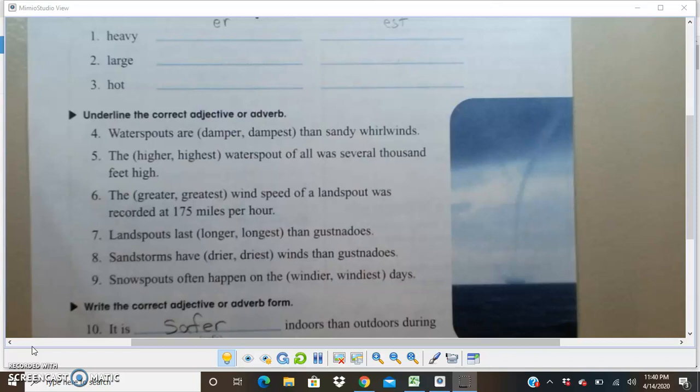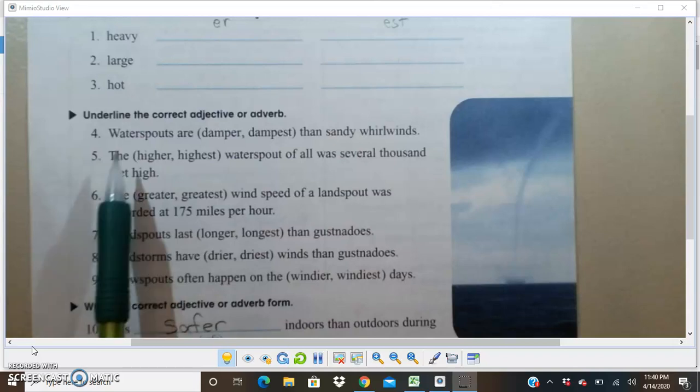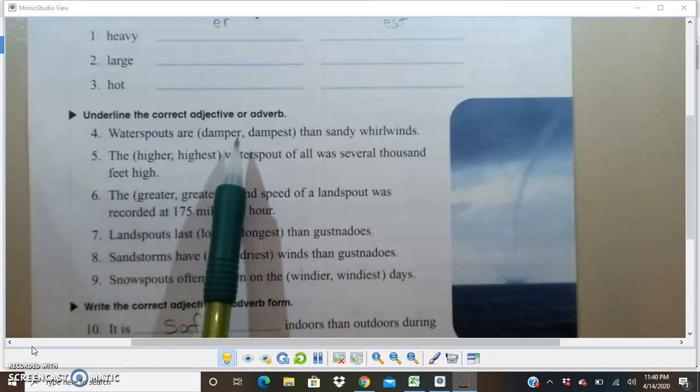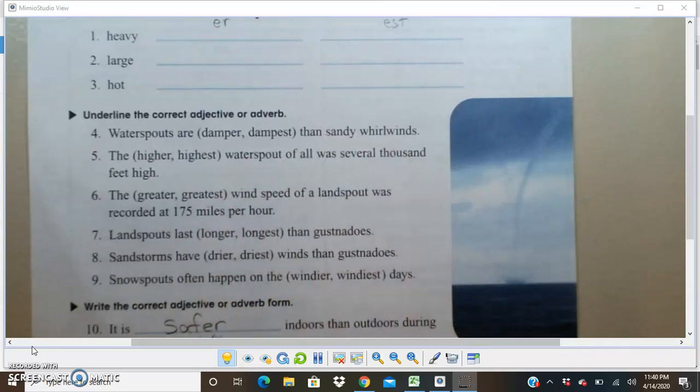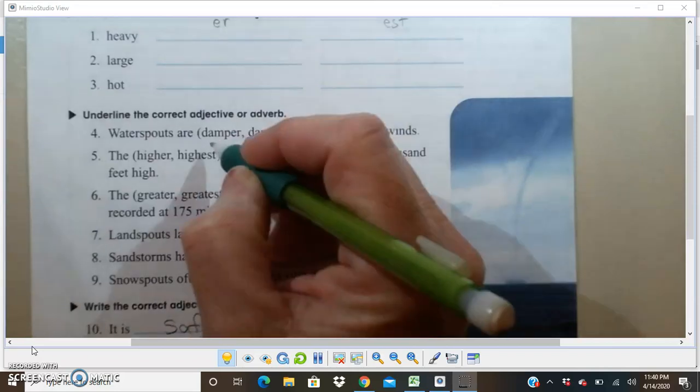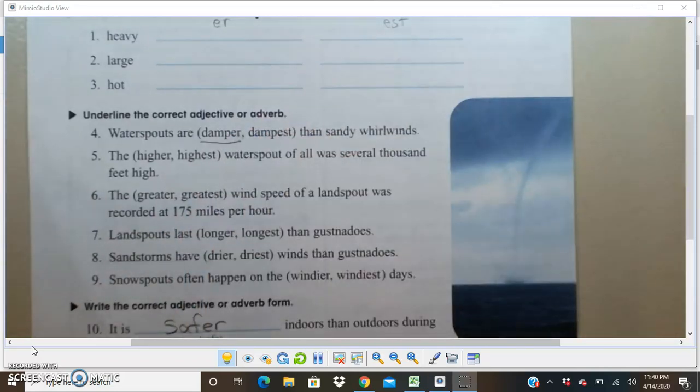Let's look for another one. Well, let's look at number 4. Waterspouts are damper or dampest than sandy whirlwinds. Well, there you're only comparing two things. So that's going to be an ER ending. So we'll go ahead and underline that one right here. So that's how you do that section 4 through 9.